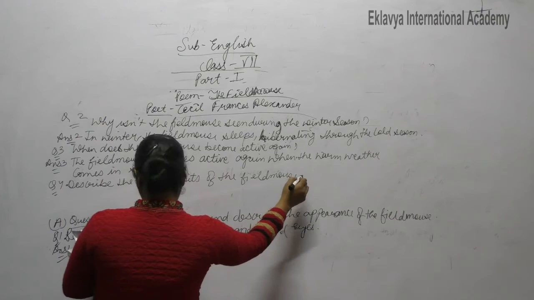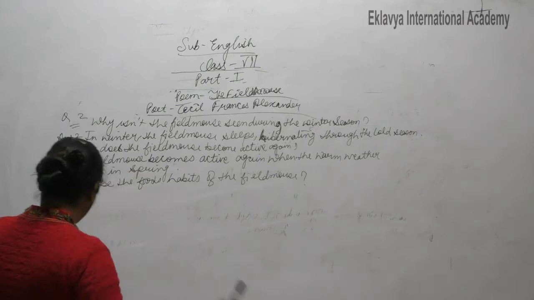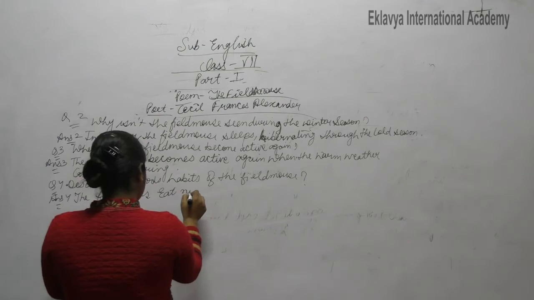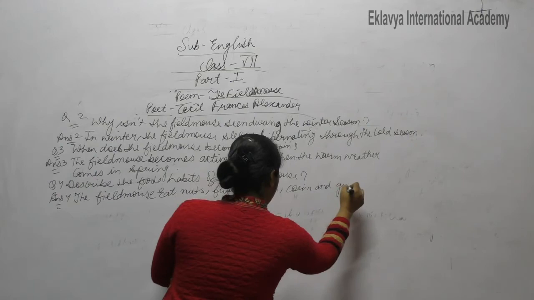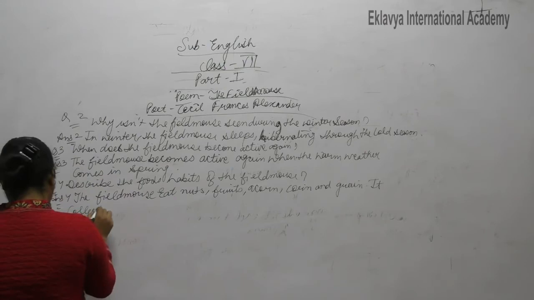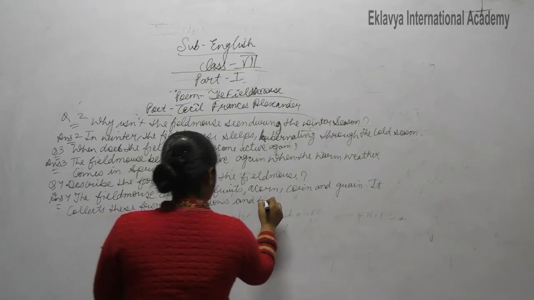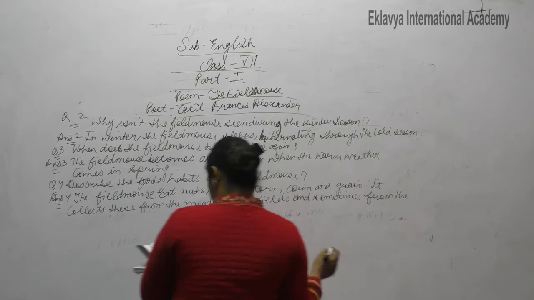The field mouse eats nuts, fruits, acorn, corn, and grain. It collects these from the meadows and fields and sometimes from the farmer's granary.